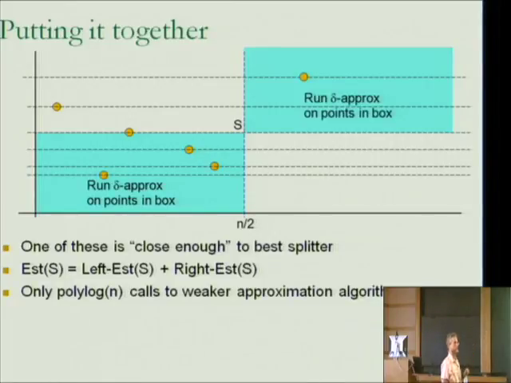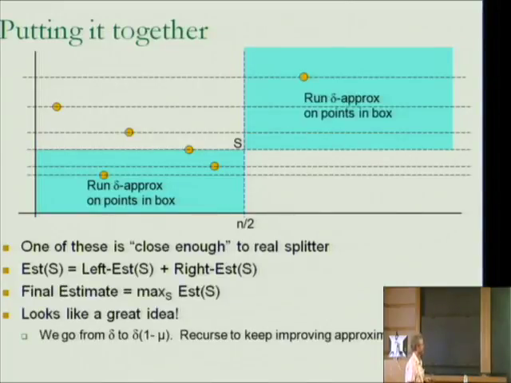That's going to mean that the number of recursive calls I'm going to have is, for each splitter candidate, I have two recursive calls. So I get two poly, but it's polylog, because I have polylog splitter candidates. So I take those polylog splitter candidates, I run the recursive calls. And so I have polylog n calls to the weaker approximation algorithm. And then I just take the best one. All right. And that looks very much like what you do in the original dynamic program we were talking about. So that takes you from delta to delta times one minus mu, and you recurse to keep improving the approximation.